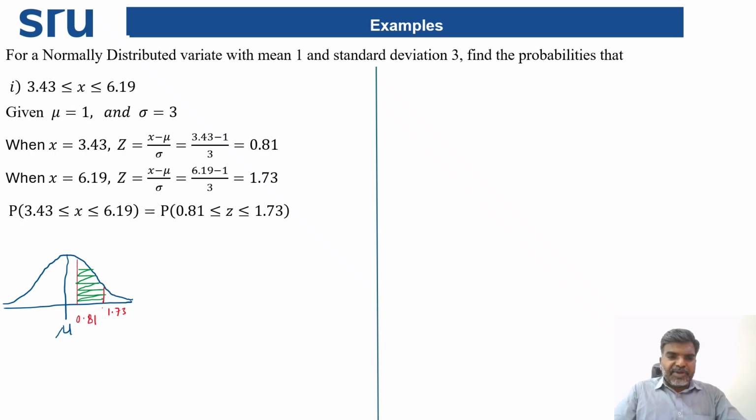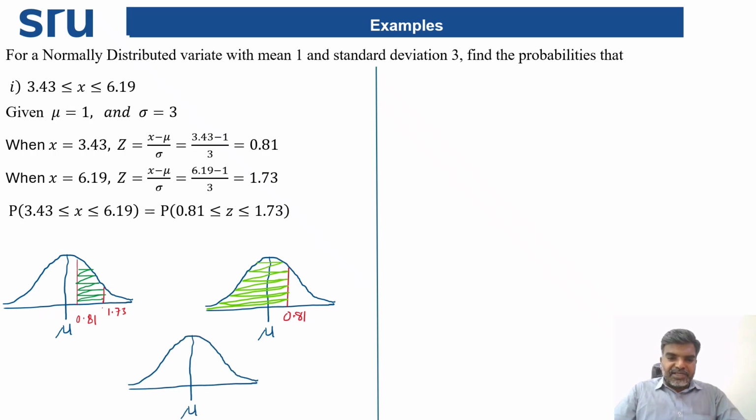See, first I'm taking one more curve here. Look here, I'm marking only 0.81 on this curve. The table always gives the left side area of the z value. Means in this second curve, from the table you will get this area. See, this is the area you will get from the table if you see 0.81 in the table. I will show how to see the table next.